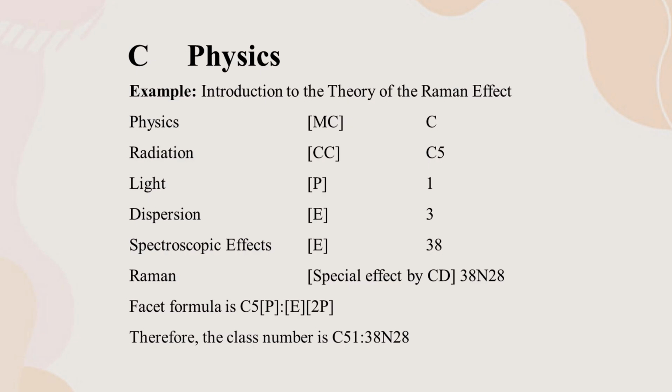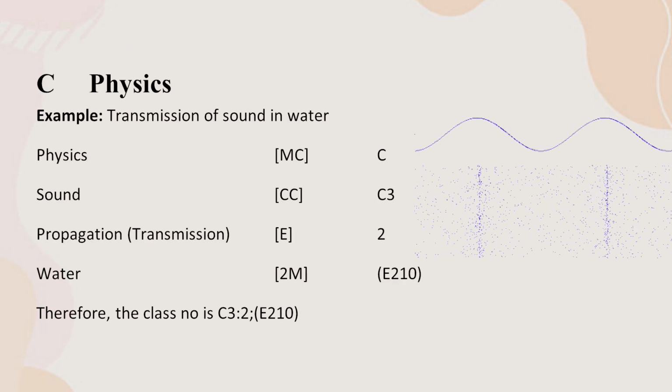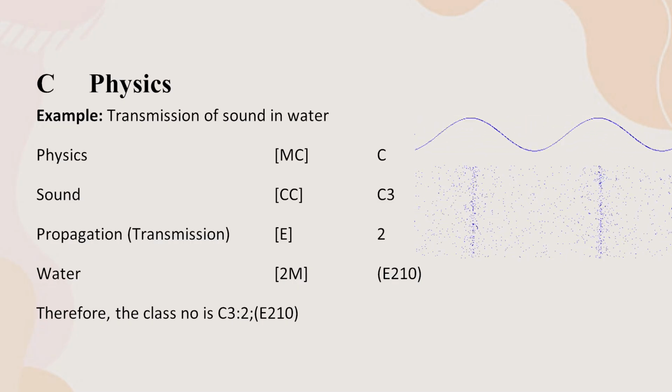spectroscopic effects in the energy facet, the notation is 38, and for the Raman effect it will be 38N28, as the Raman effect was discovered in 1928, and using the chronological device we get the notation in the energy facet. The Raman effect is 38 and individualized by N28. Therefore, the class number will be C51:38N capital N 28.